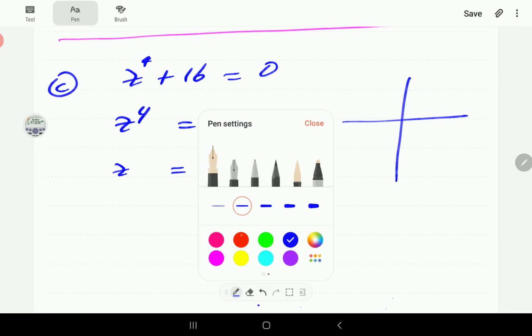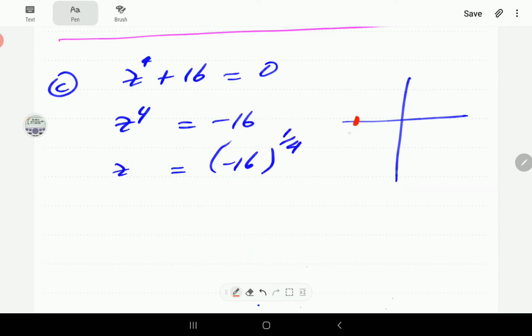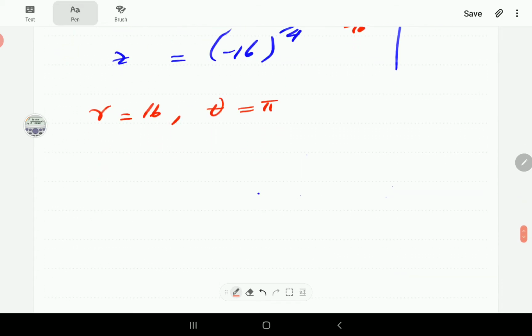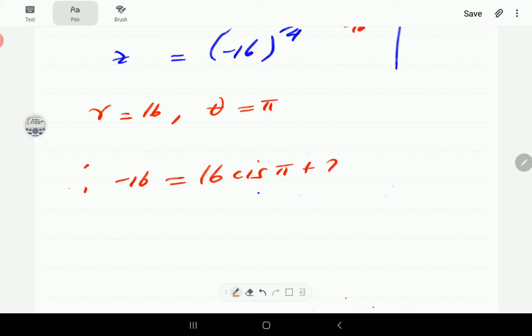So what we need to do is write negative 16 in polar form. Negative 16 is going to be located there. This distance is 16, so r is 16. This angle is 180 degrees or pi radians. So negative 16 can be written as 16 cis pi plus 2 pi k.